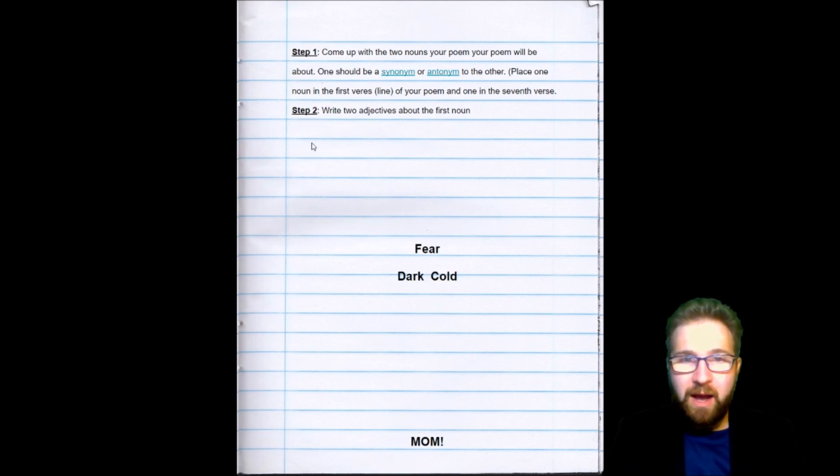Step two, I need to write two adjectives about my first noun. And for fear, I feel like dark and cold are going to be two good adjectives of fear. They describe fear.